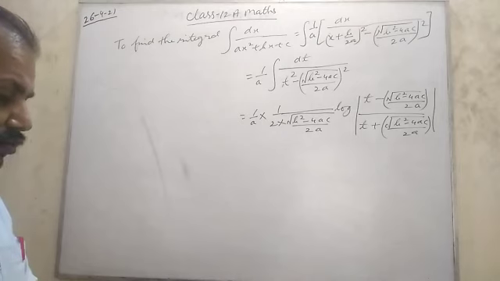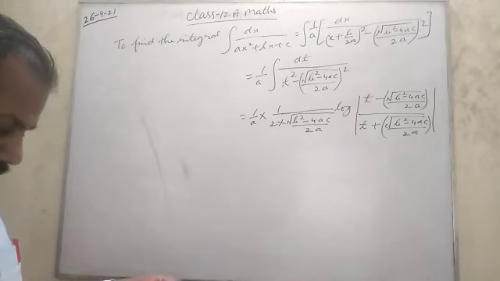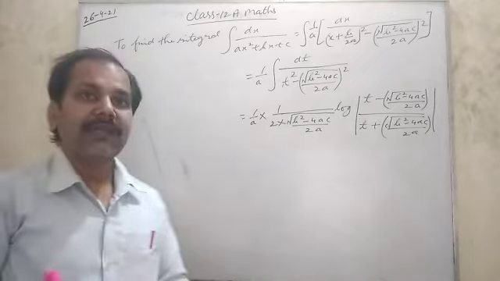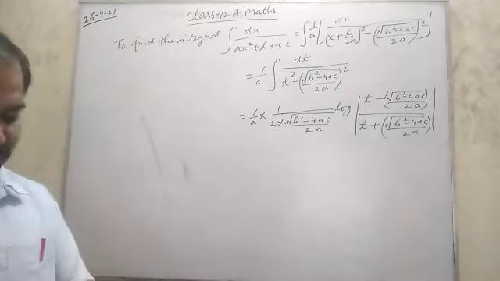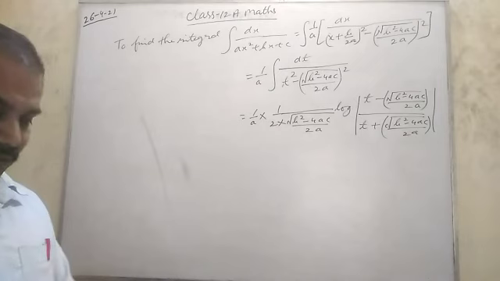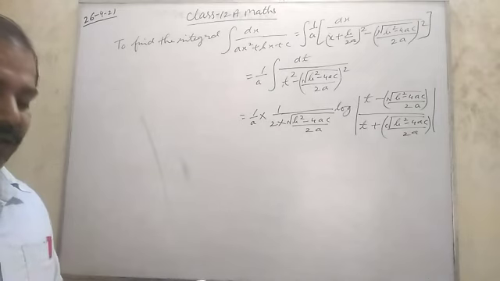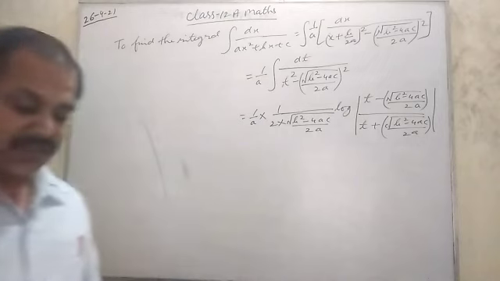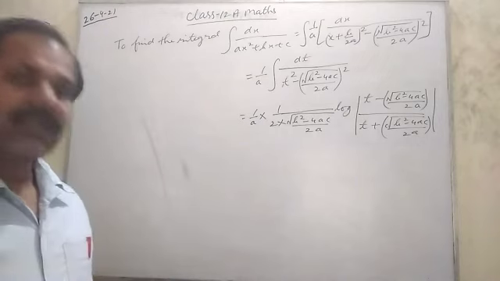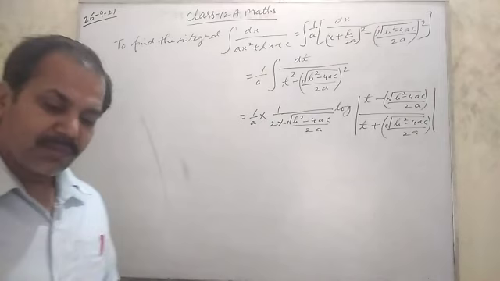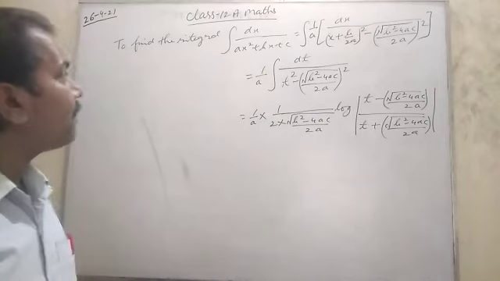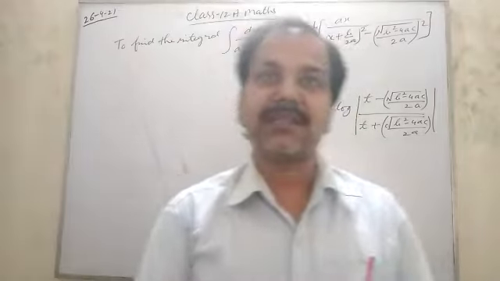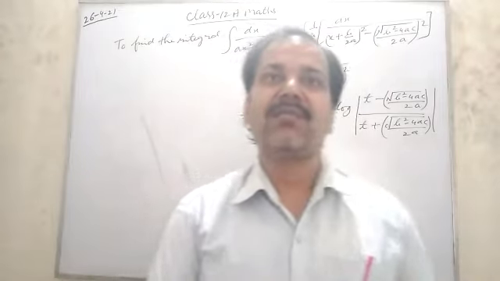Then two more types also, to find the integral of the type px plus q upon x square plus bx plus c, and one more integral px plus q dx upon under root x square plus bx plus c. So both their process is the same. So I will discuss these two in the next video and start the exercise also. Okay, thank you.